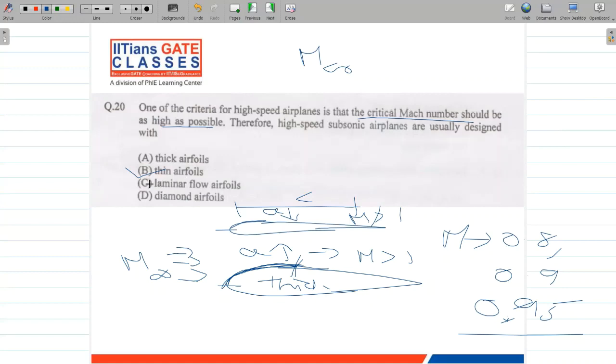Laminar airfoil, it need not be, because usually the flow at such high speeds is turbulent. So we wouldn't go for this. Thick airfoils, absolutely not. And diamond airfoils, absolutely not. Diamond airfoils can induce certain shocks, and it's a very discontinuous geometry. So the right answer here is thin airfoils.